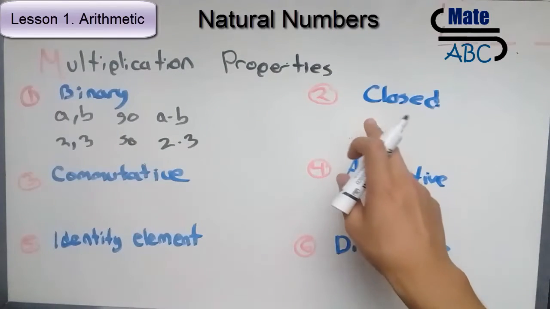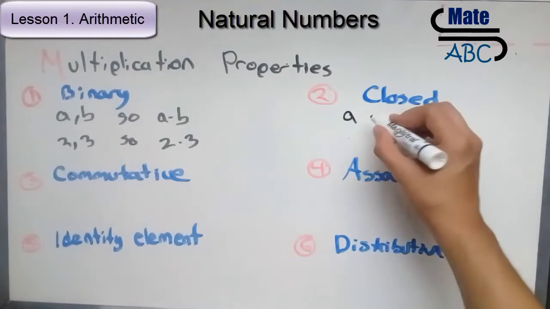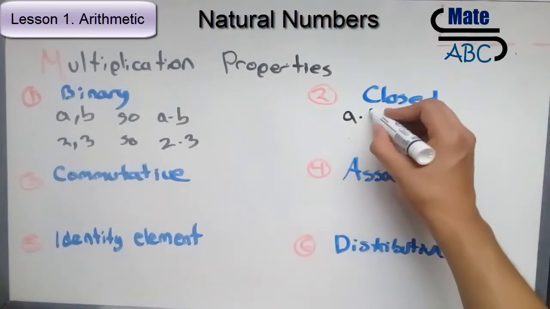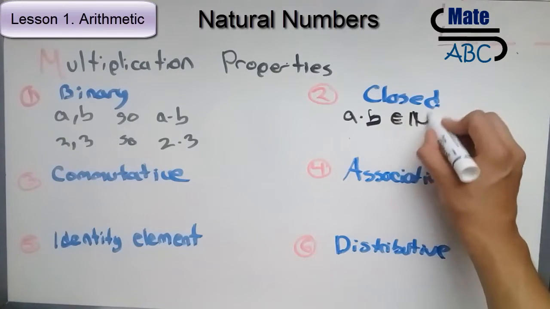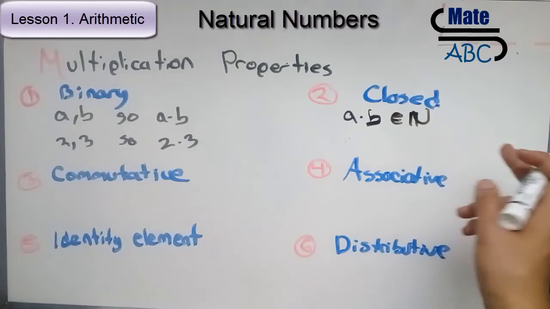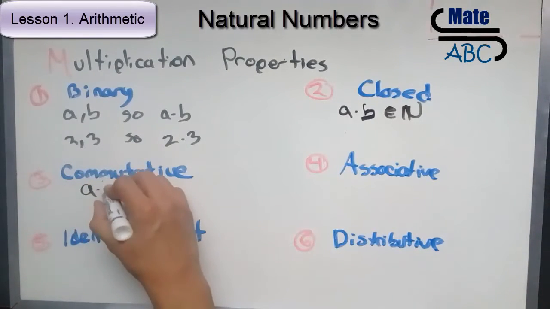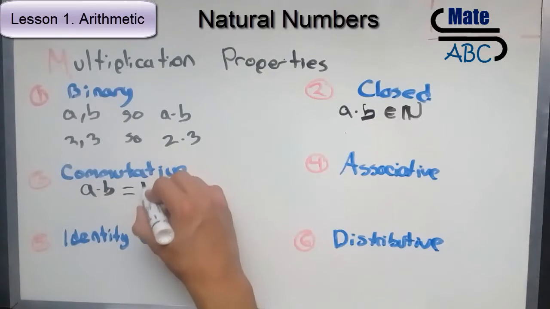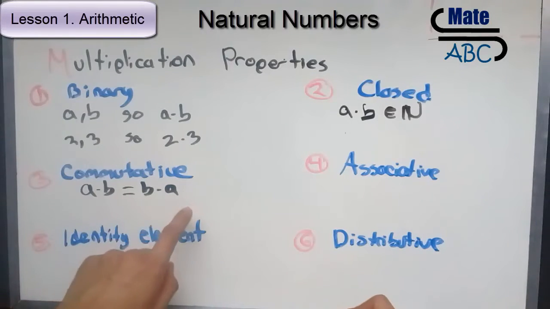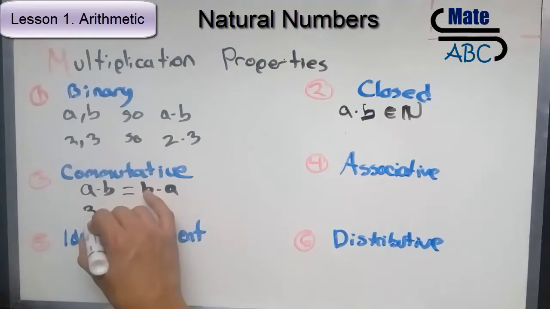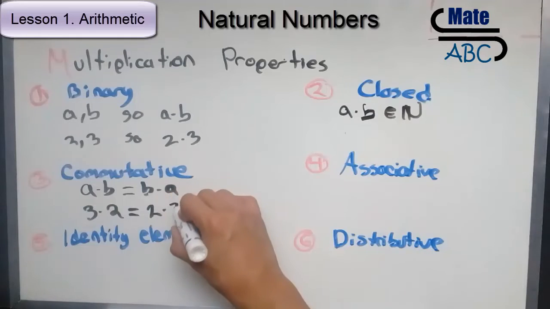The second one is closure, and it says that you have this product A times B, and it belongs to the natural numbers. The third one is commutative, and it says that the order of the factors of the product doesn't matter. Why? Because you have A times B equals B times A. An example, 3 times 2 is 6, no? And also 2 times 3 equals 6.